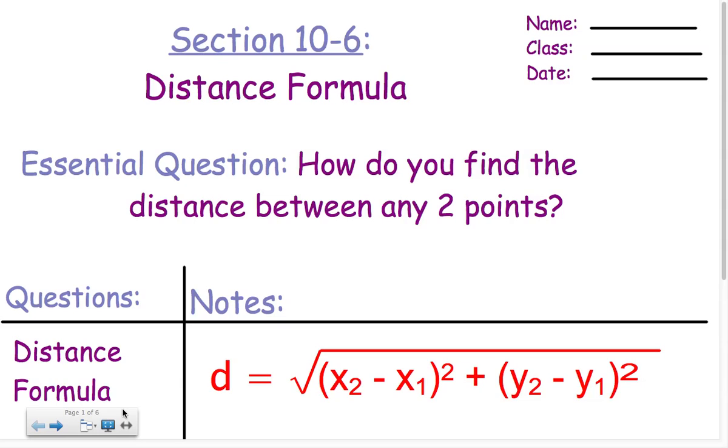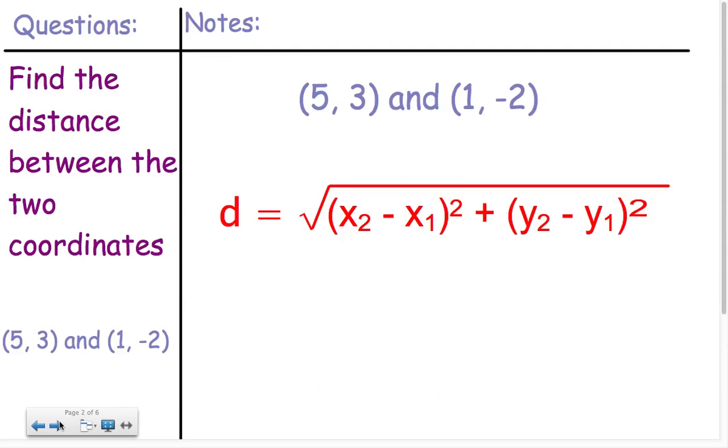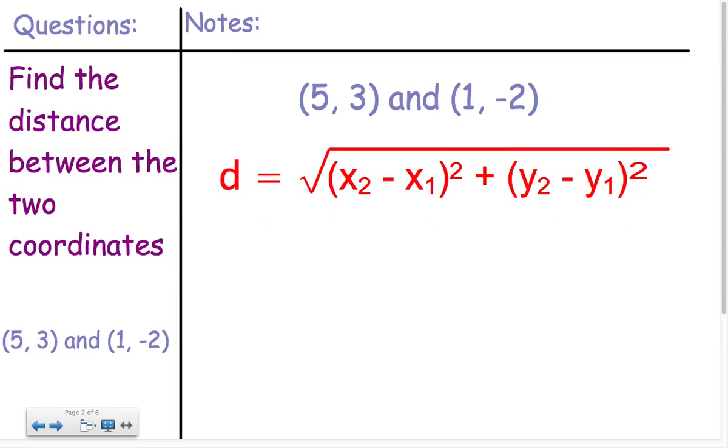So the distance formula is used to find the distance between 2 coordinate points on a coordinate plane. The formula for distance is the square root of x2 minus x1 squared plus y2 minus y1 squared. All right, so the first example: find the distance between the 2 coordinate points. Our 2 coordinate points are (5, 3) and (1, -2).